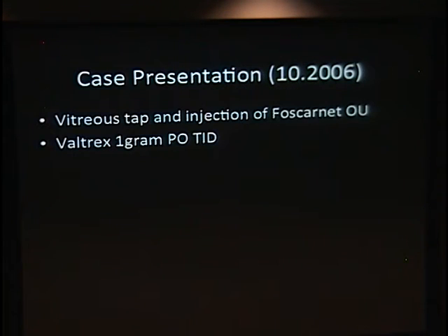So what did he have done? He's a high-risk guy, so you have to throw some high-risk things at him. So you do a vitreous tap and inject, to try to figure out what's going on back there. He had some foscarnet injected into the vitreous. He's also put on Valtrex. So you're treating CMV, and you're also covering some of those herpes viruses as well.